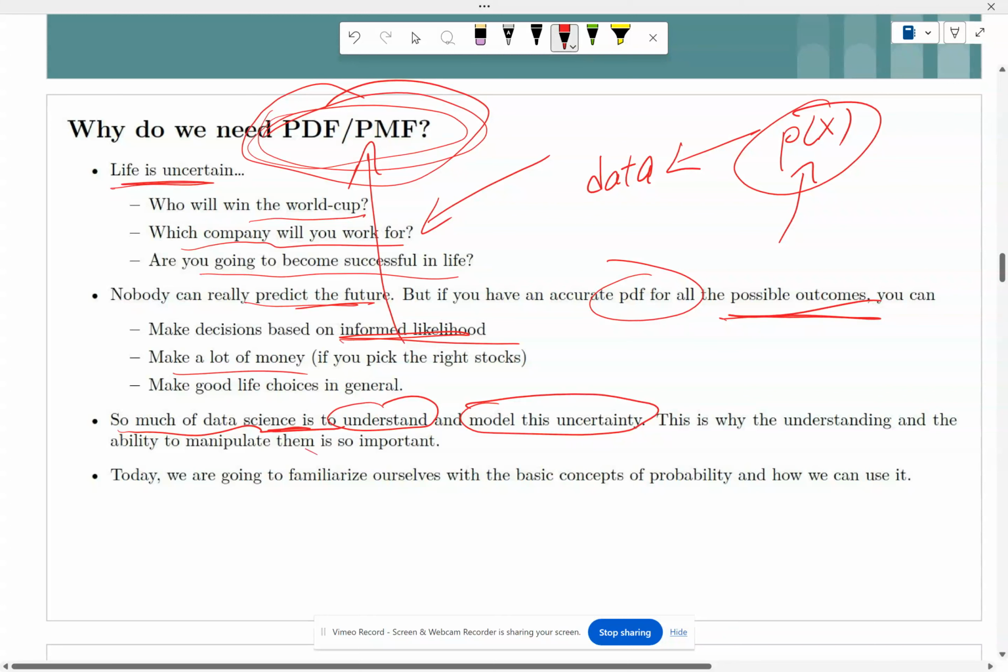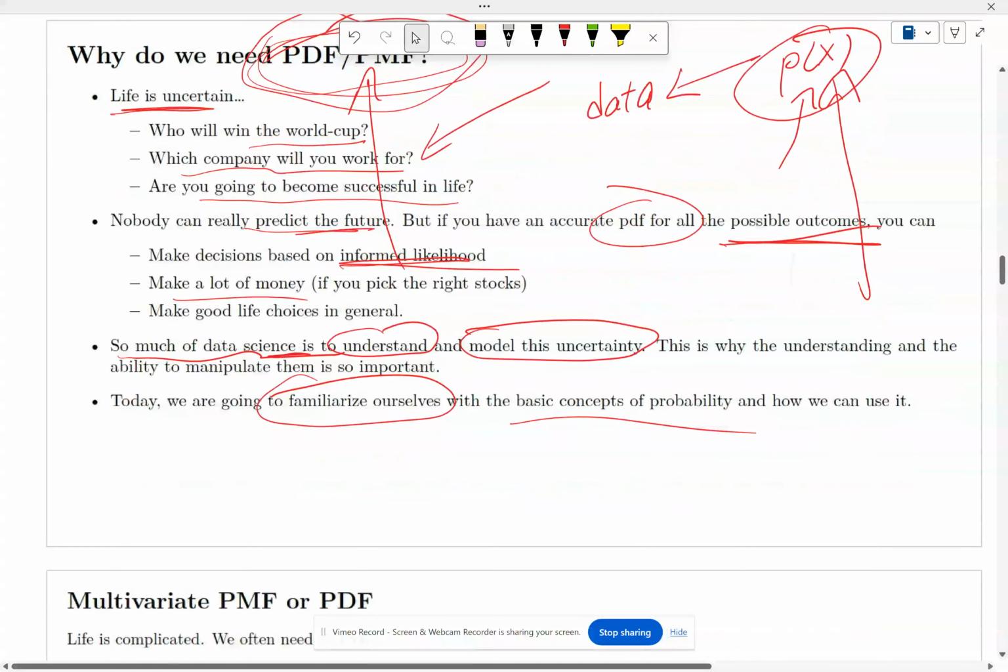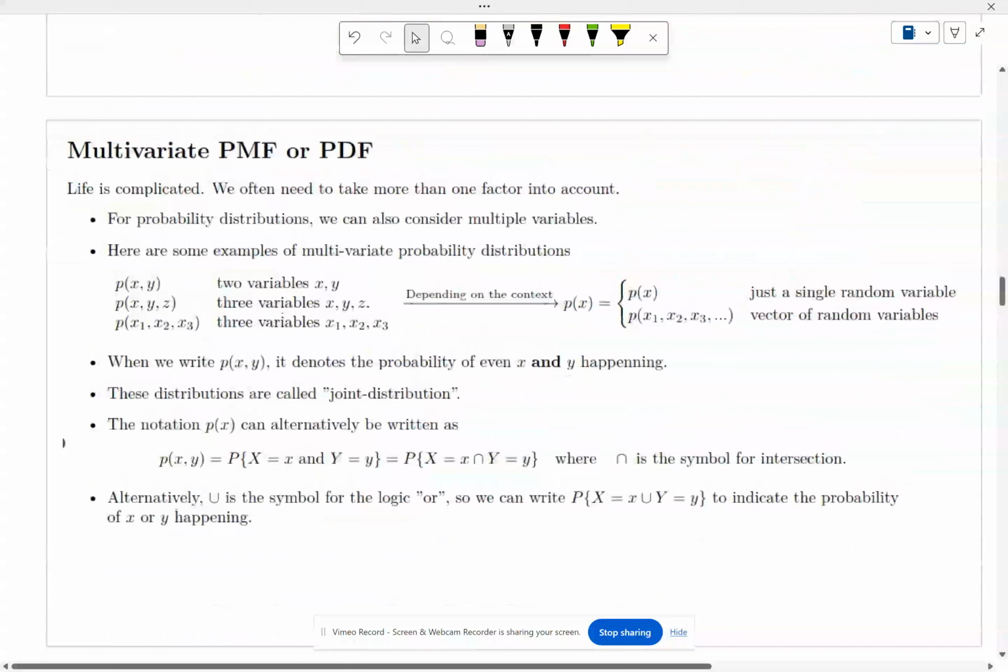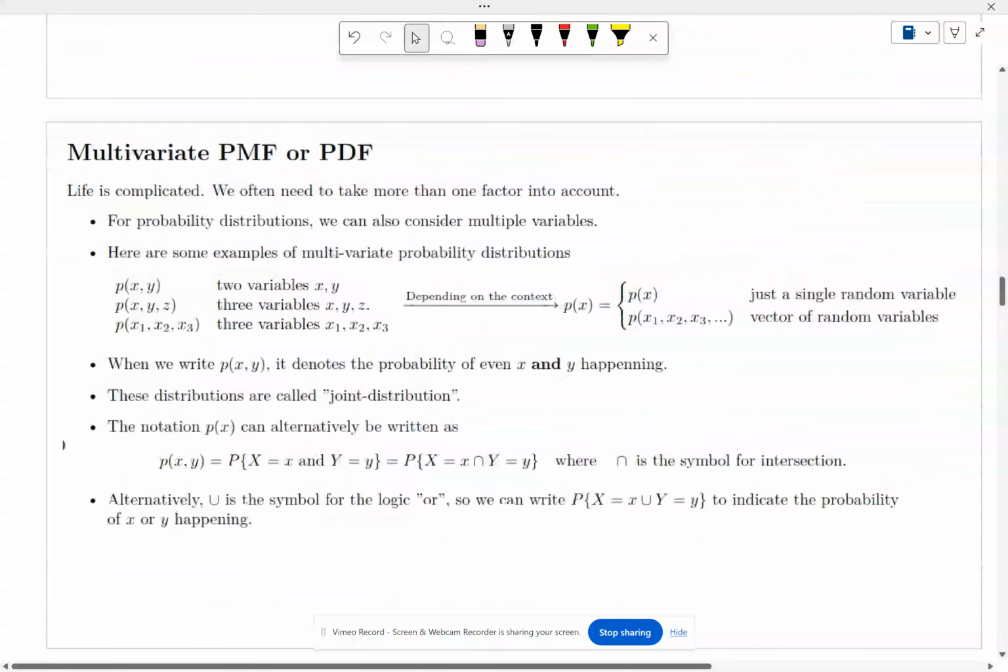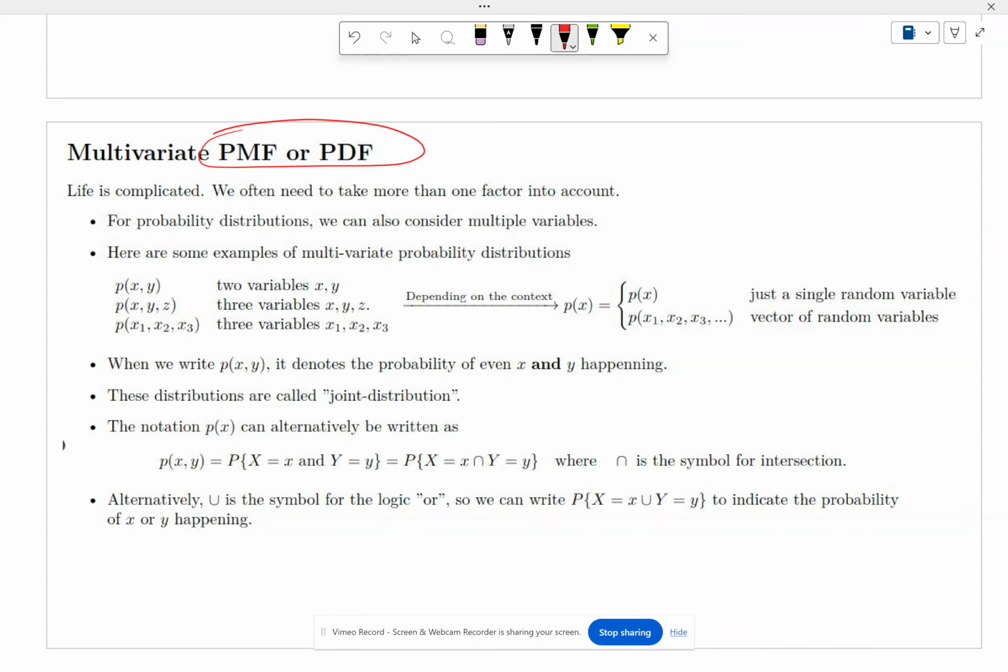So today we're going to familiarize ourselves with the basic concepts of what we can do with these probability density and mass functions. First, we need to realize that with these functions, life is complicated, and very often we need to take more than one factor into account, right? So it's not always just one variable. For probability distributions, we can also consider multiple variables. So here are some examples of multivariate probability distributions.